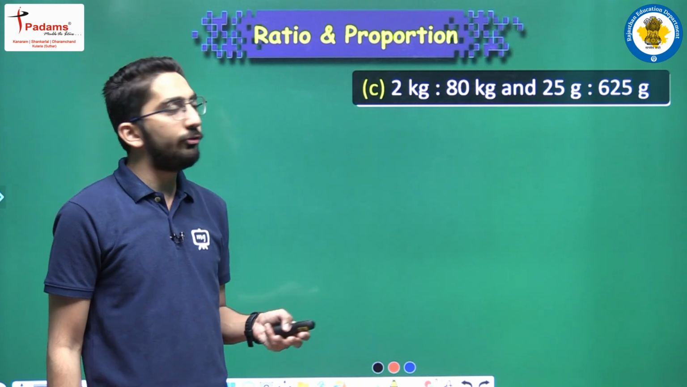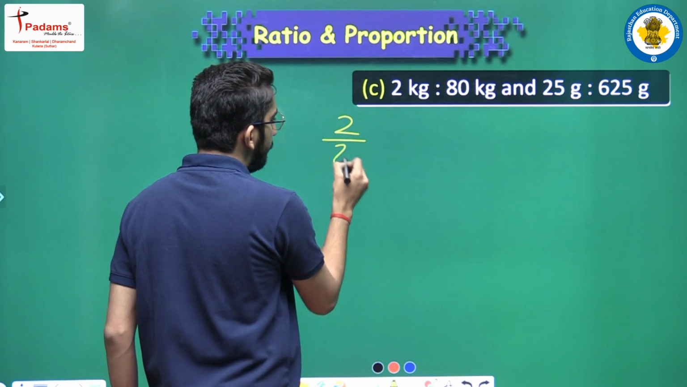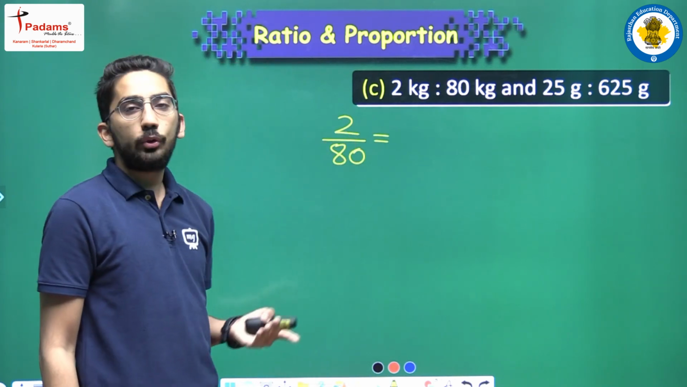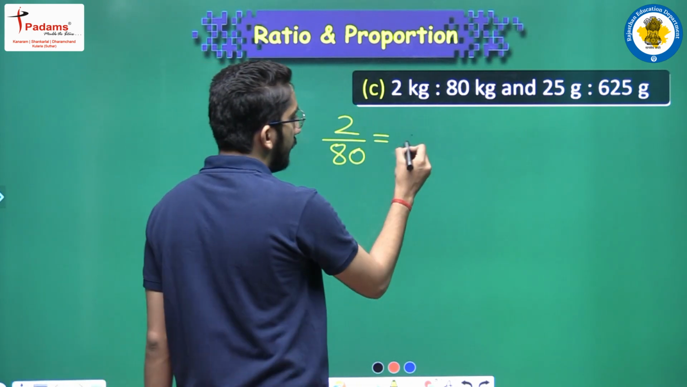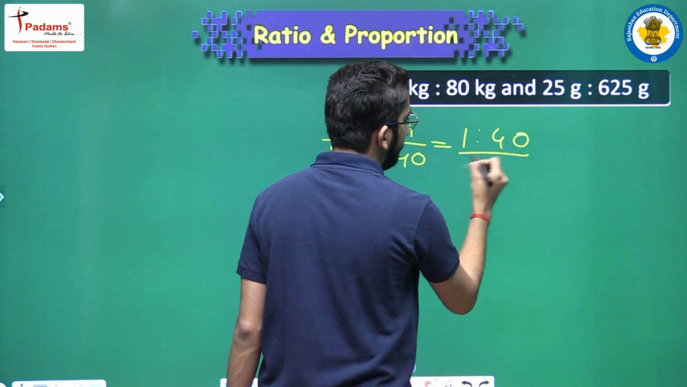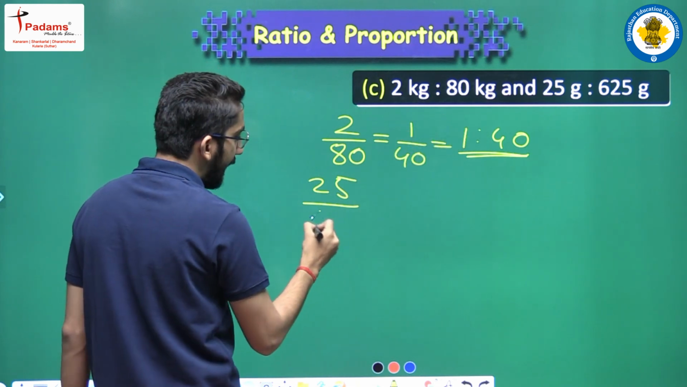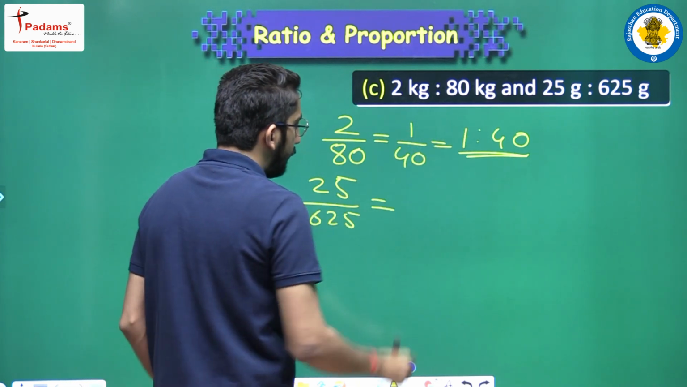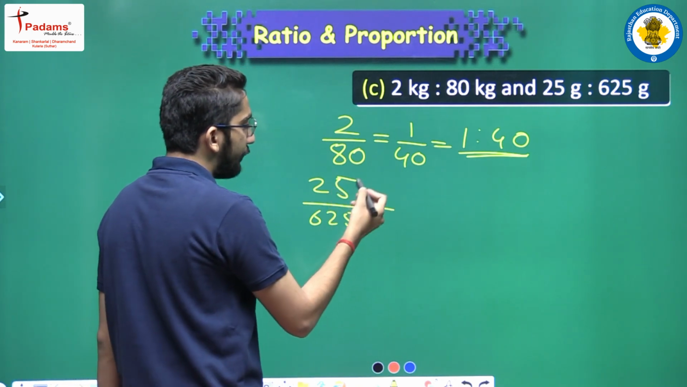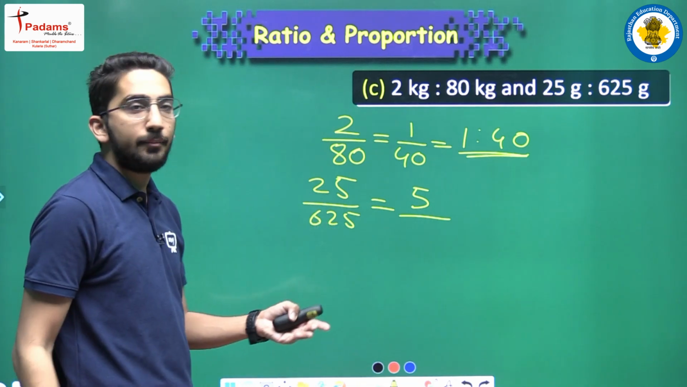नेक्स्ट देखिए, 2 kg is to 80 kg and 25 gram is to 625 grams. So first 2 kg is to 80 kg, that will be 2 by 80, and I can divide both of them with 2 only. So this will become 1 by 40, which is 1 is to 40. Then 25 grams and 625 grams. You can divide both of them with 5 first. So 25 divided by 5 will be 5 only, and 625 divided by 5 you can check.